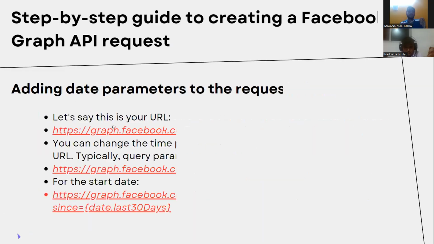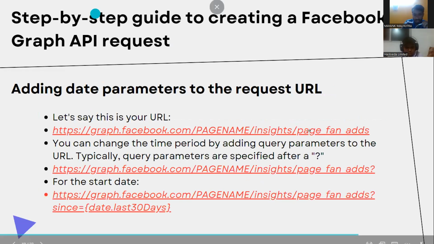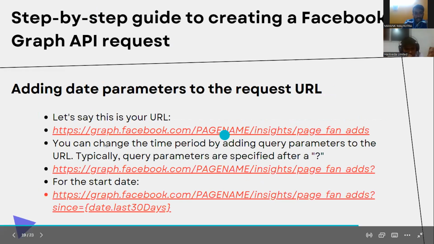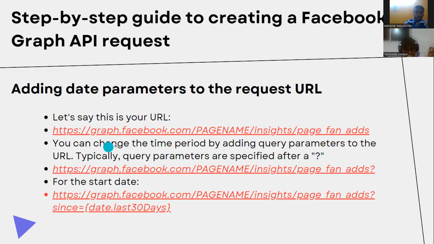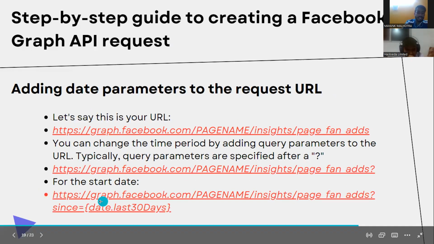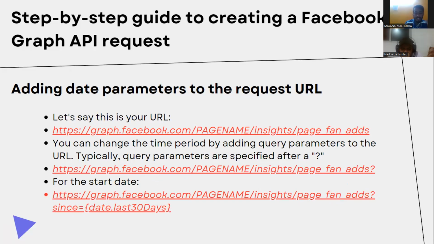So suppose the URL is this one. You can change the time period by using a query parameter, that is a question mark. If you add a question mark besides your page name, you can add a start date and an end date from which you want insights. For the start date, suppose I write since last 30 days: question mark, page name, question mark, since equals parenthesis date dot last 30 days. This is the general syntax for writing the start date.